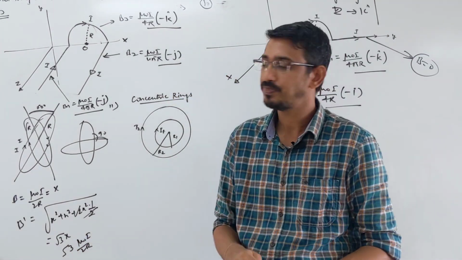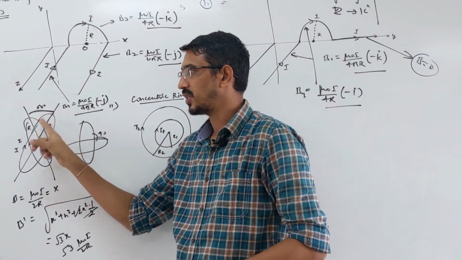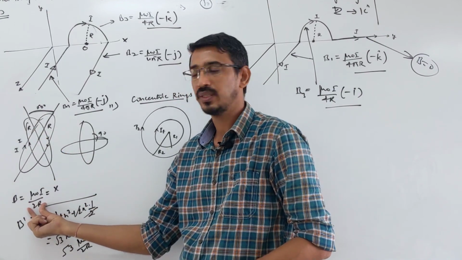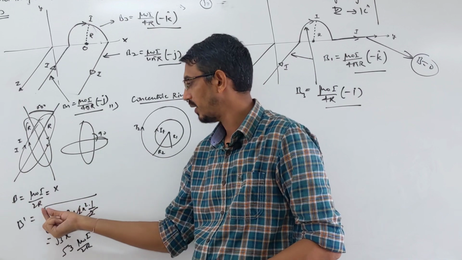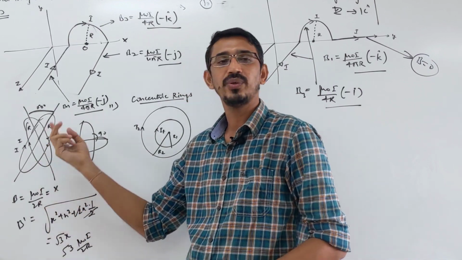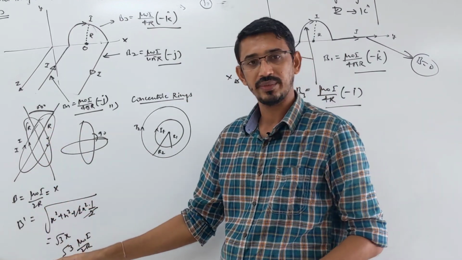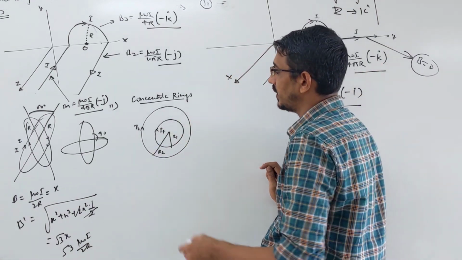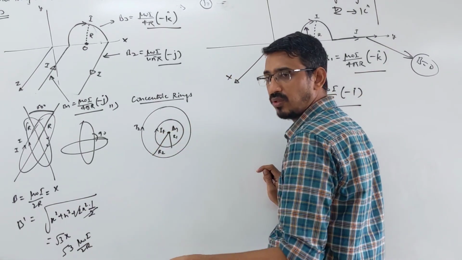Two rings are given, placed at 60 degrees to each other. The field due to one ring is mu naught I upon 2r. The other ring is also similar, so the same. You want to add the magnetic field due to these two rings. You are writing vector rules, right? Yes. These are called concentric rings, correct? So they have a net magnetic field at the center, so you can find it, no problem.